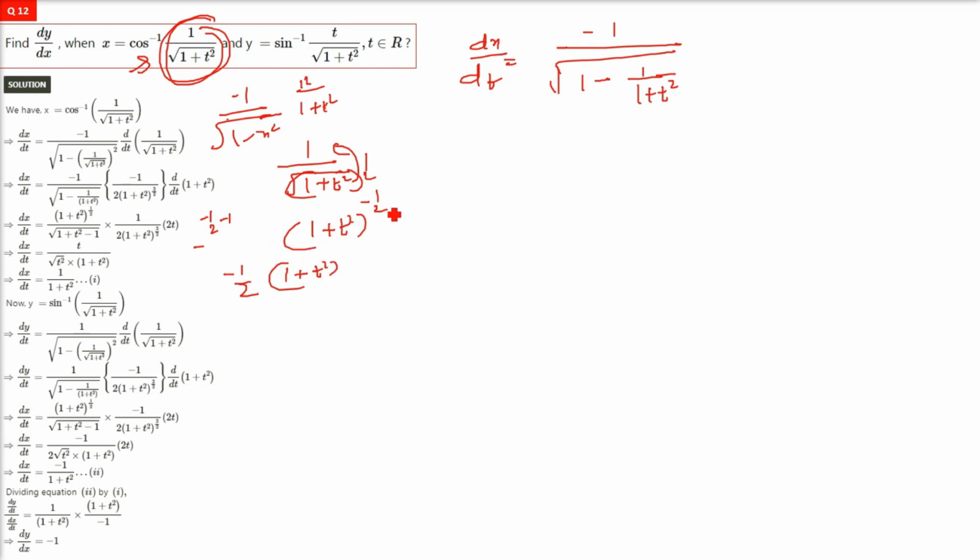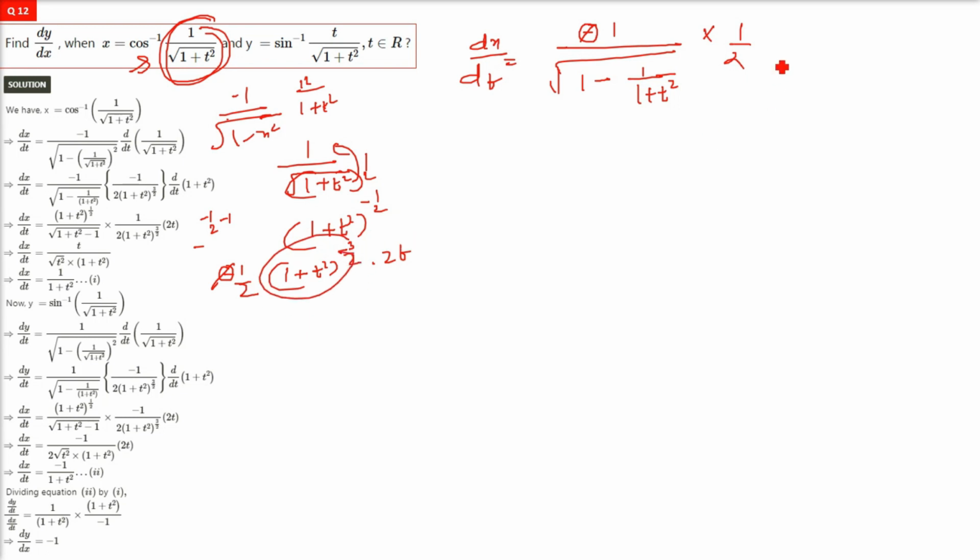Alright. And this minus 3 by 2 will go here. And then differentiation of 1 plus t square will be twice of t. So what will be the final? Please remember, this is the differentiation of 1 by under root 1 plus t square. So I am now cancelling. Minus minus gets cancelled. Minus minus is plus actually.